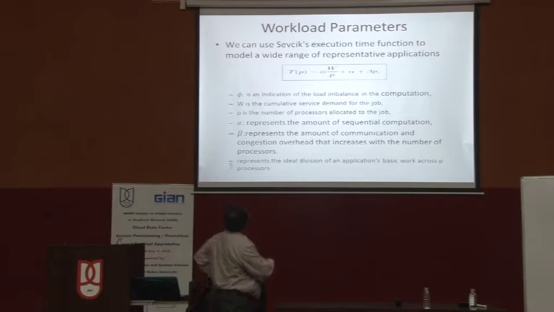And B represents the amount of communication and congestion overhead that increases with the number of processors. So what this basically captures is that the more processors, the more virtual machines you have, the more communication occurs, the more overheads you incur. That's basically what it says. So sometimes you want to minimize the number of virtual machines given to you because you can minimize the communication between them. Okay? So that's basically what this captures.